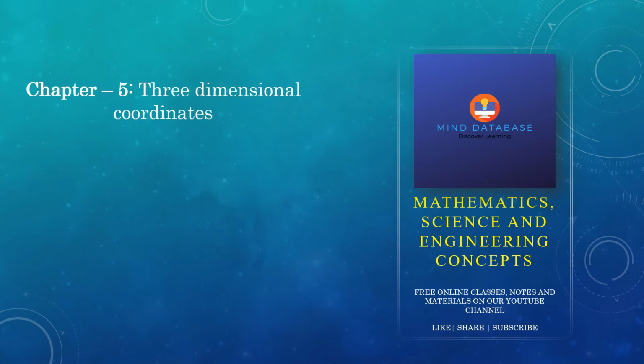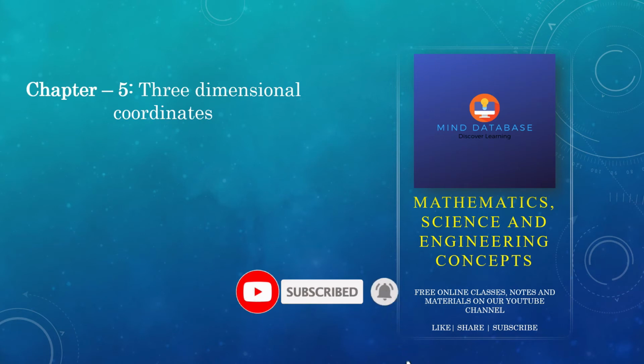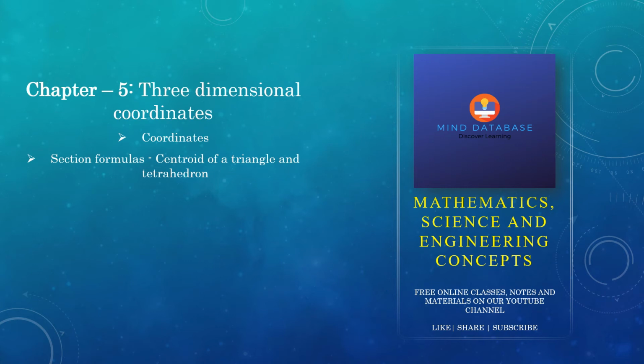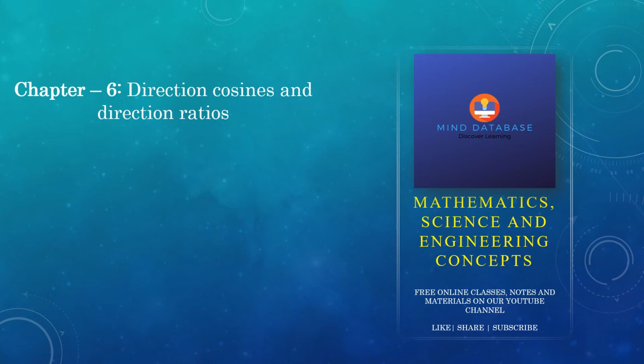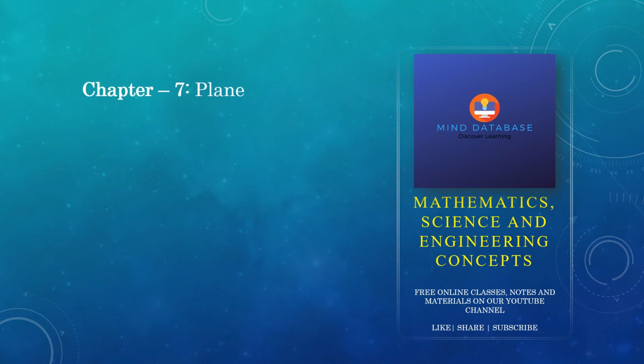Chapter 5, Three-dimensional coordinates. In this chapter, we'll learn about coordinates and section formulas that are related to centroid of a triangle and tetrahedron. Chapter 6, Direction cosines and direction ratios. In this chapter, we'll learn about direction cosines and direction ratios. Chapter 7, Plane. In this chapter, we'll learn about the Cartesian equation of plane and their simple illustrations.